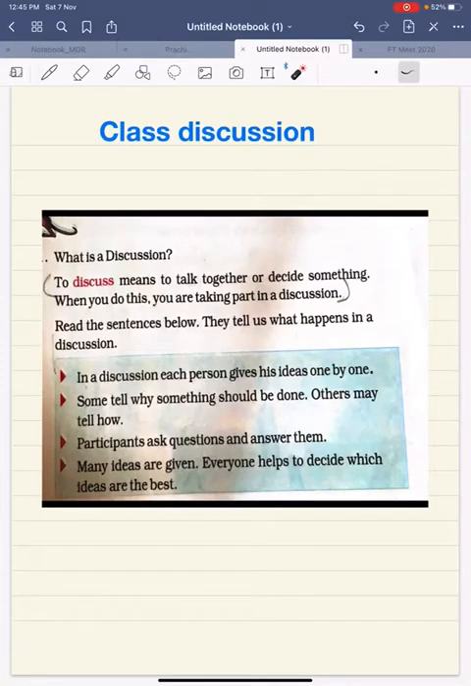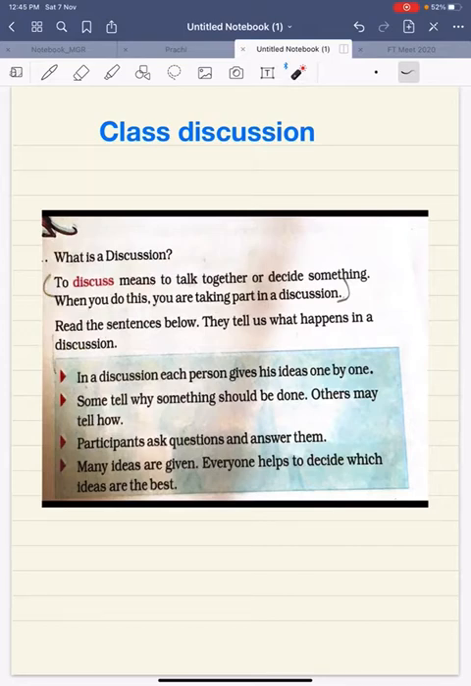Today our topic is class discussion. It's a poem in your book. So first of all, we will know what is discussion. To discuss means to talk together or decide something. When you do this, you are taking part in a discussion. When you present your point of view, that means you are taking part in a discussion.